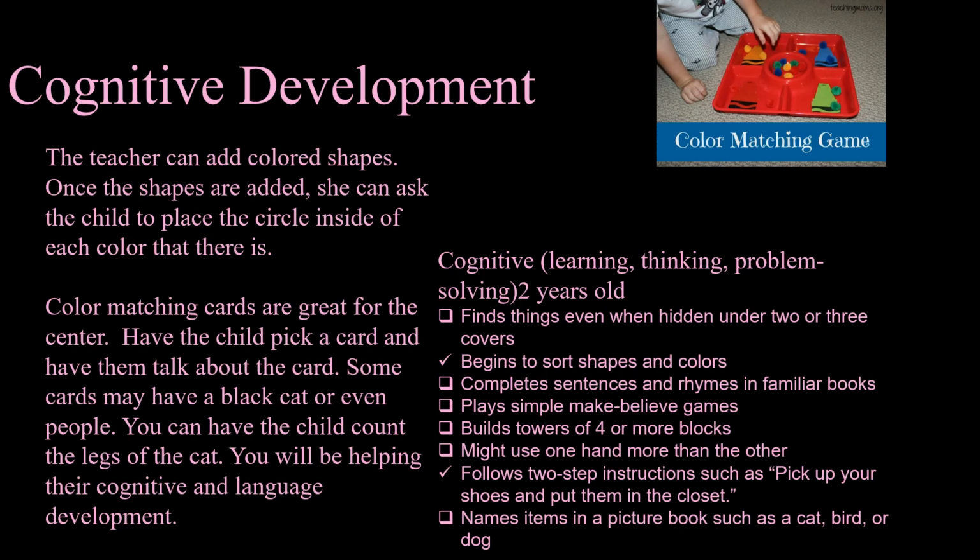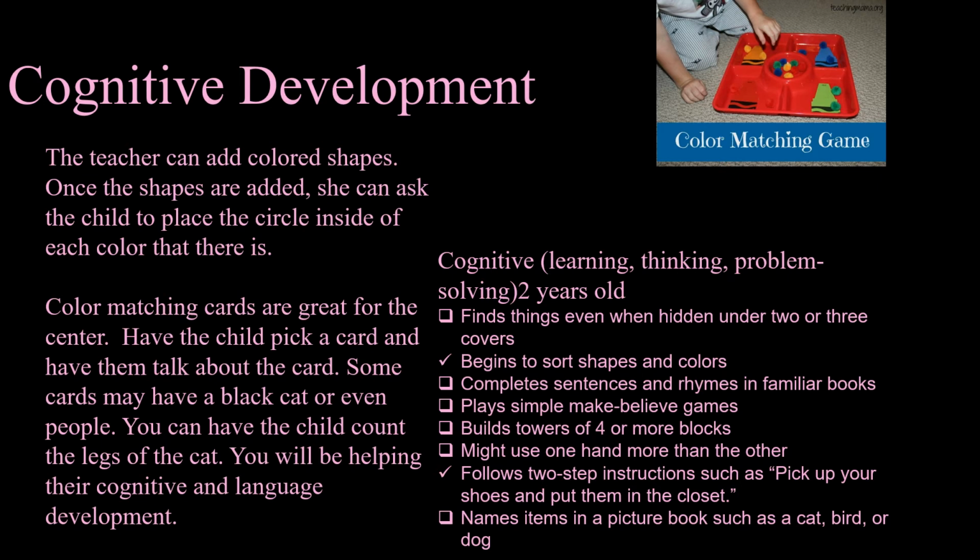Cognitive development, part 2. The teacher can add colored shapes, and once the shapes are added, she can ask the child to place the circle inside of each color that there is. Like she could say, place the green circle in the blue color, she can say things like that.